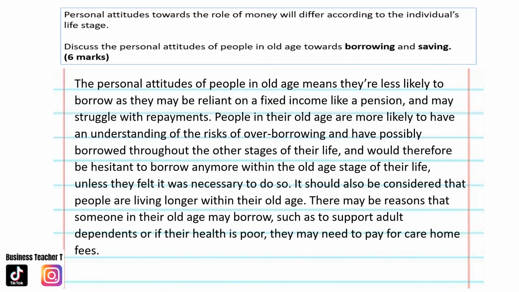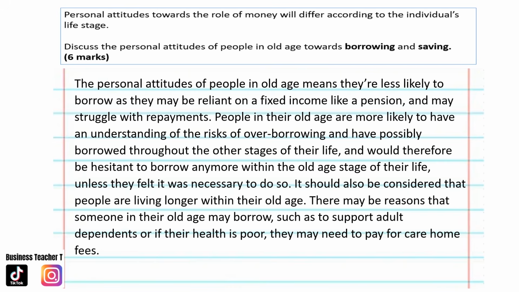The personal attitudes of people in old age means they're less likely to borrow as they may be reliant on a fixed income like a pension and may struggle with repayments. People in their old age are more likely to have an understanding of the risks of overborrowing and have probably borrowed throughout the other stages of their life and would therefore be hesitant to borrow any more within the old age stage of their life, unless they felt it was necessary to do so.